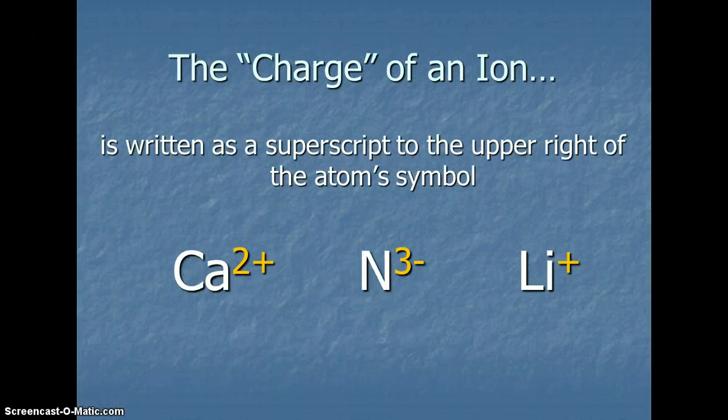Now, the charge of an ion, we're going to write those as superscripts on the upper right of the atom symbol. So we see the calcium 2+, the nitrogen 3-, and the lithium plus. And since there's no number there with the lithium, it's an understood 1.